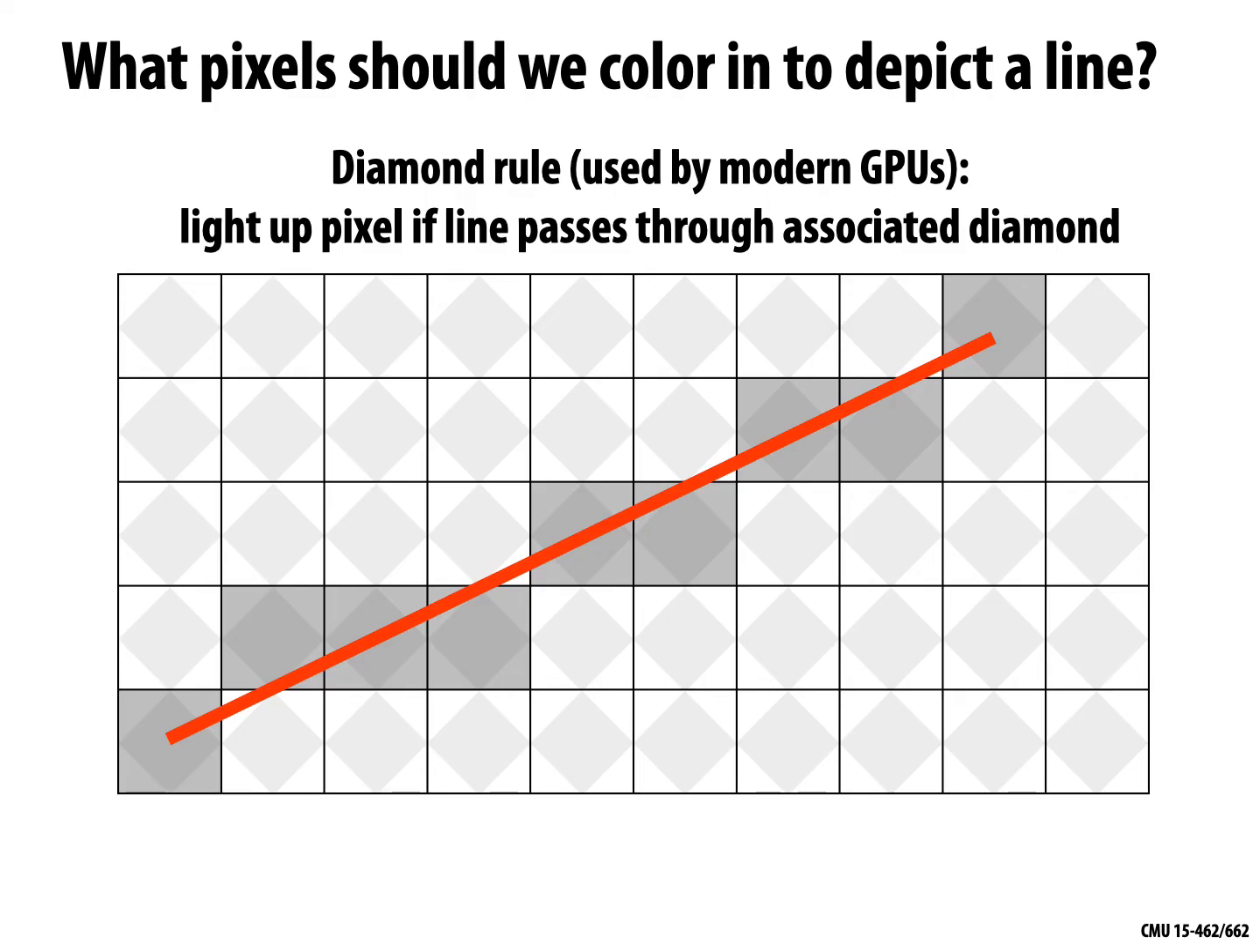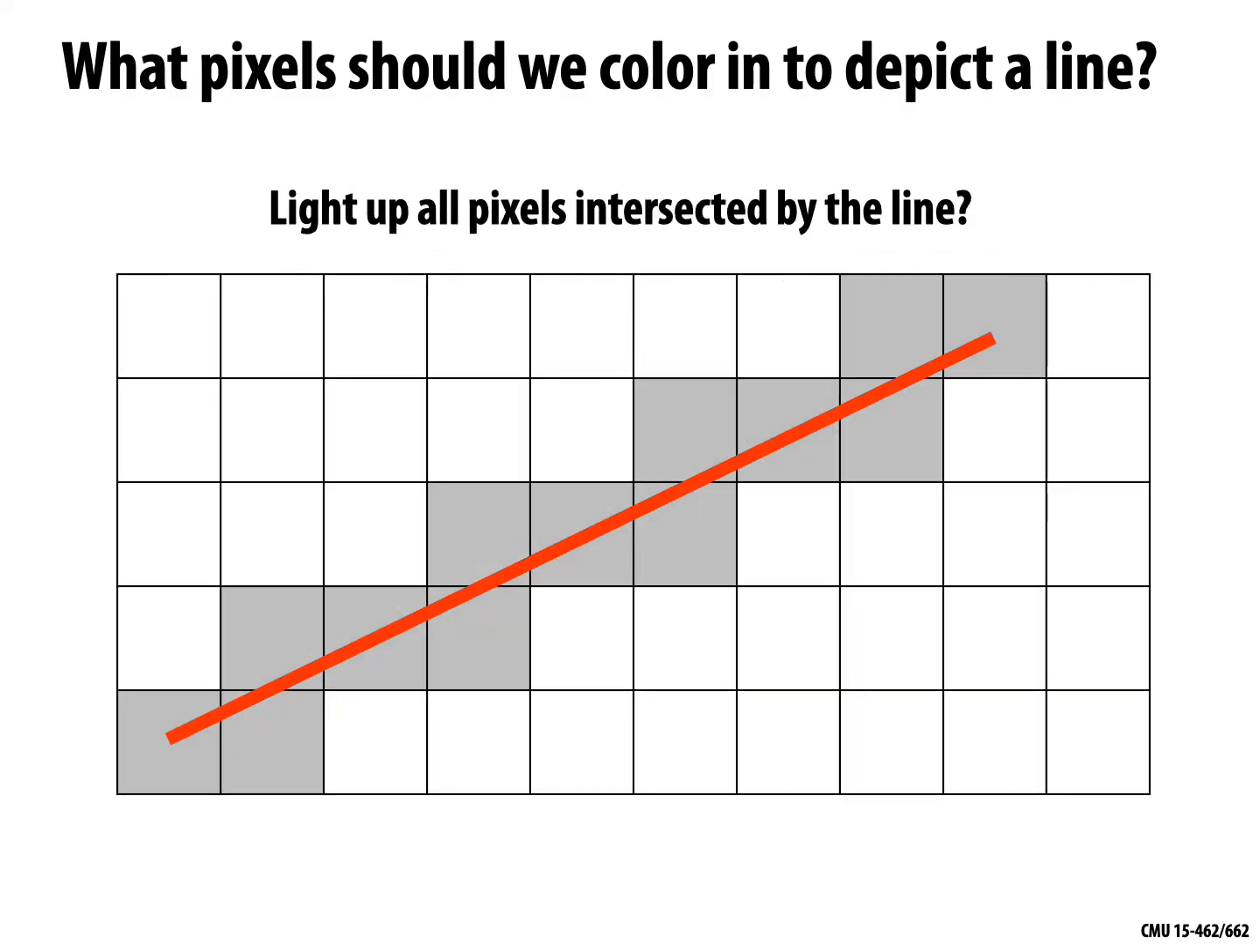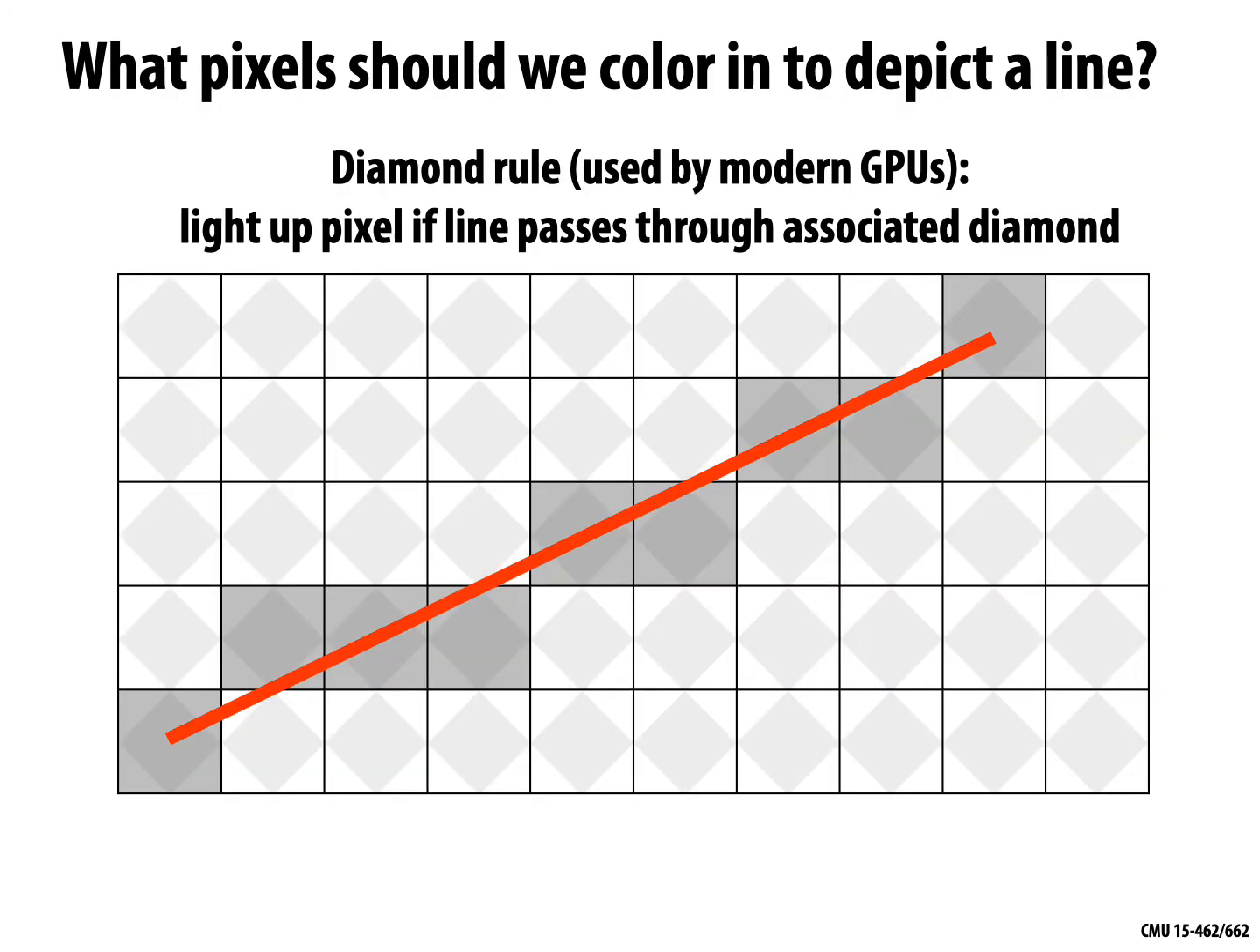There's another rule, a rule that's actually used by a lot of real modern graphics APIs and hardware and so forth, called the diamond rule, which says you should turn on a pixel not if the line passes through the square box around the pixel, but if it passes through the diamond made by connecting the midpoints of the pixel. This is the so-called diamond rule. Okay, so you notice compared to the previous, simpler rule, this line is a little thinner, right? Pixels that are just grazed by the line don't get turned on, and maybe it looks a little nicer.